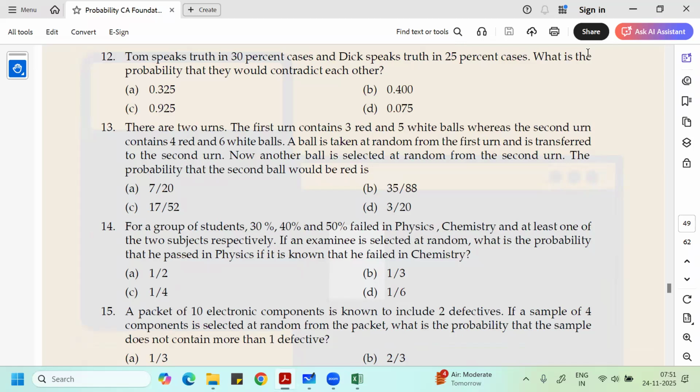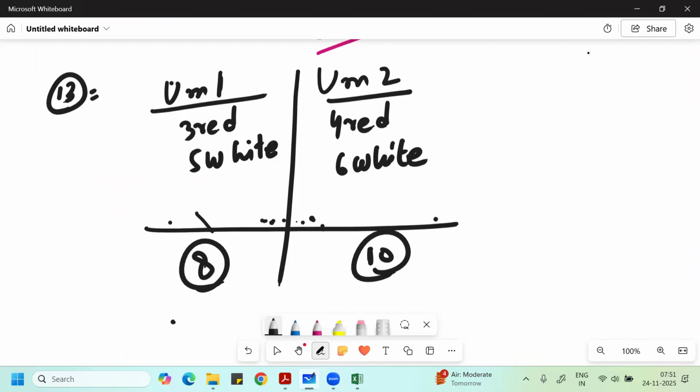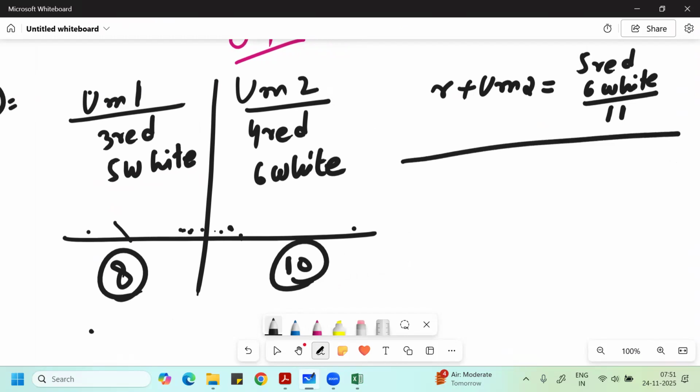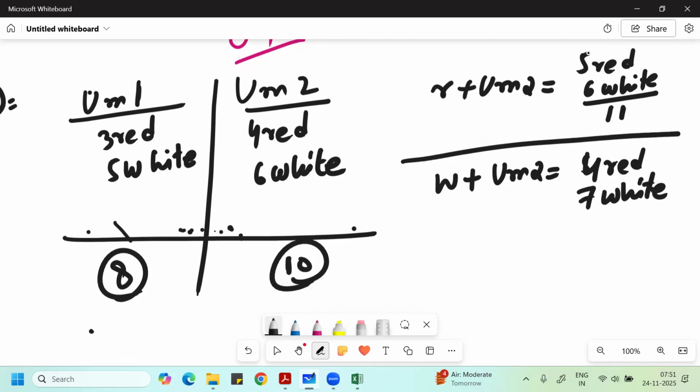A ball is taken at random from the first urn. Suppose the ball taken is red and it is put in urn 2. Now, if you put a red ball in urn 2, you will have 5 red and 6 white. Total, you will have 11 balls. Or maybe the other case, the ball you have taken is white and put into urn 2, you will have now 4 red and 7 white. Total would be 11.